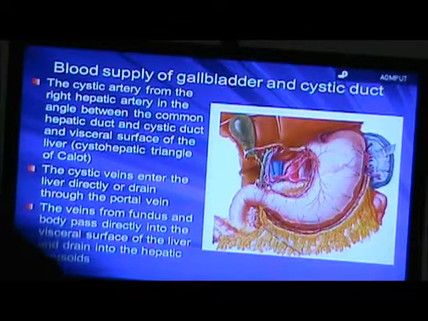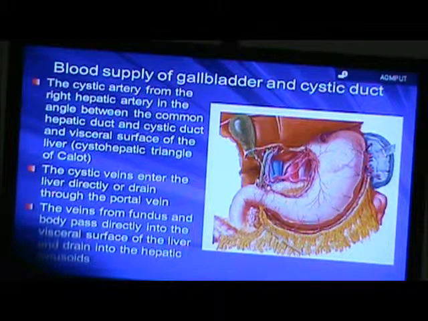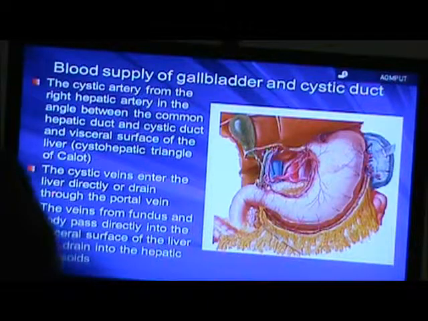The gallbladder is supplied by the cystic artery, which you will see today arising from the right hepatic artery in the angle between the common hepatic duct and the cystic duct and the visceral surface of the liver. It is called the cystohepatic triangle, or triangle of Callot. So it's between the common hepatic duct, the cystic duct, and the visceral surface of the liver. Here is the cystic artery.